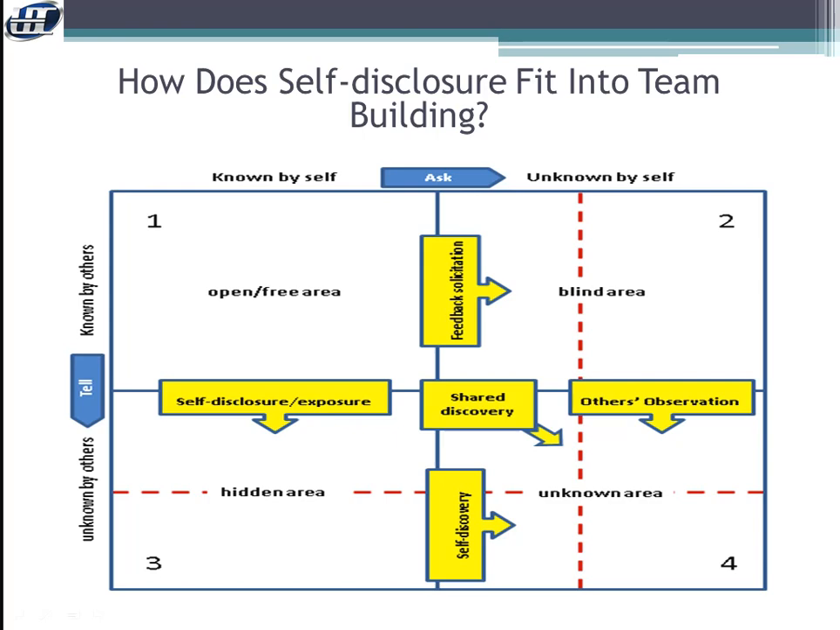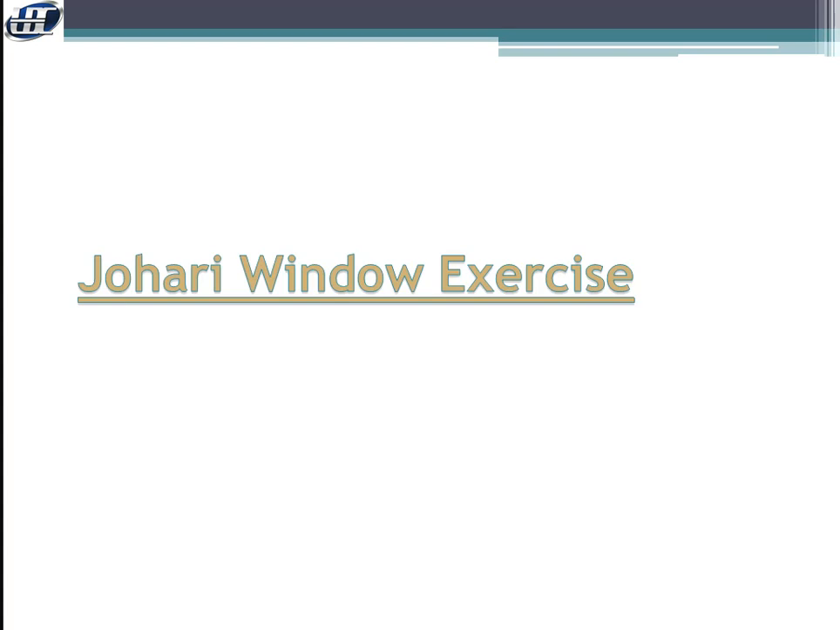The last thing is the shared discovery, and that means from others' observation, which they don't know about you but they observe, and your self-discovery, that means your unknown area for you and for others will be less. And if that is shared and agreed, then trust can be built even more and more. To emphasize that, we should go to this Johari window exercise.